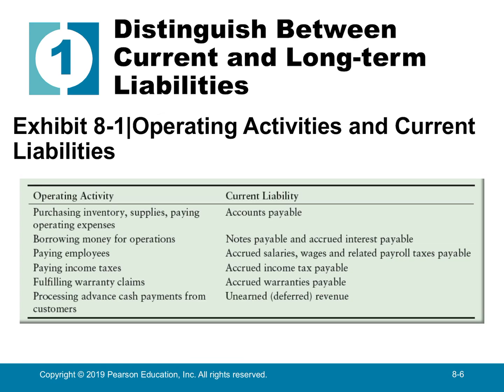So here's an operating activity and the current liability that usually comes around of it. So buying things like inventory, supplies, paying operating expenses on account, you're going to have accounts payable, right? You might borrow some money for operations, generally note payable. This is for short-term borrowing, a few months, 3 months, 6 months, 9 months, things like that. And you'll accrue some interest when you're closing your books, right? Remember from chapter 3, we have accrual accounting, so we'll accrue some interest.